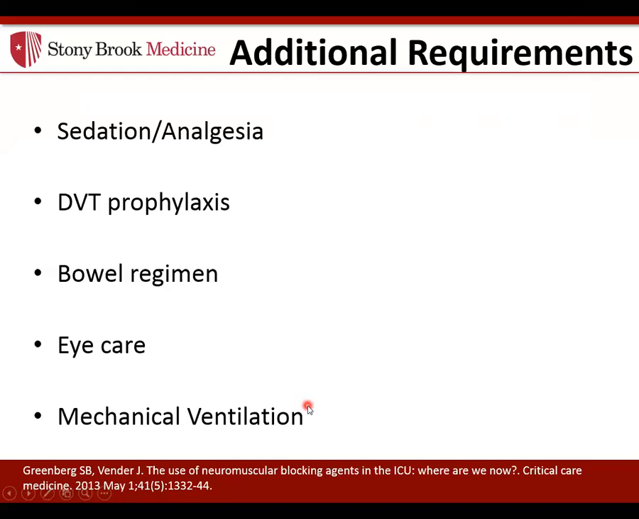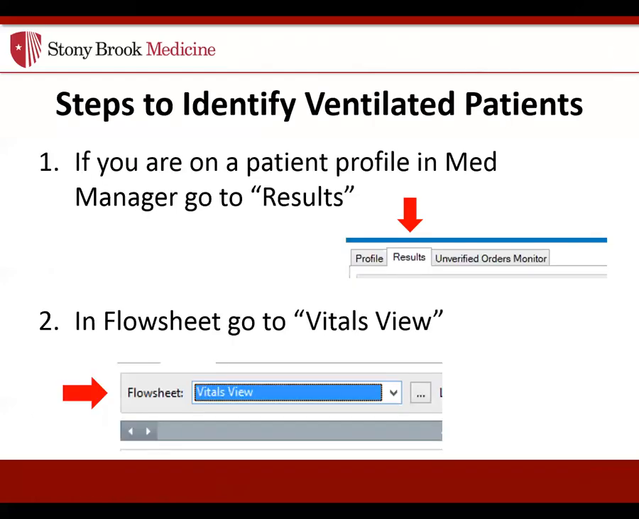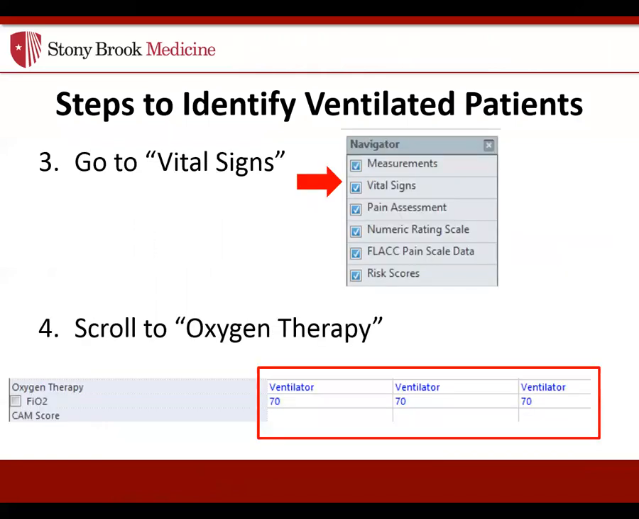And if you're ever unsure if a patient is mechanically ventilated, it's actually really easy to tell in our order verification view. I've just included a couple steps here just to go over how you might find a patient who is ventilated. If you're on the patient's profile, you can go to results. In flow sheets, you can type in vitals view. If you want a quick way to get there, you can just type in V 3 times. Then you can go to vital signs and scroll down to oxygen therapy. So here this patient is on a ventilator and it's listed as such right under vital signs. So prior to verifying these orders, it might be worthwhile to check and just make sure that they are mechanically ventilated.